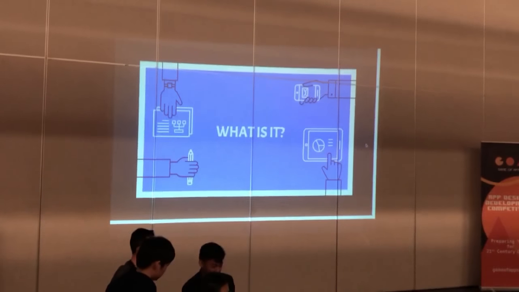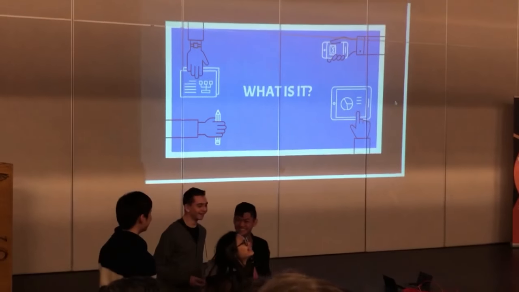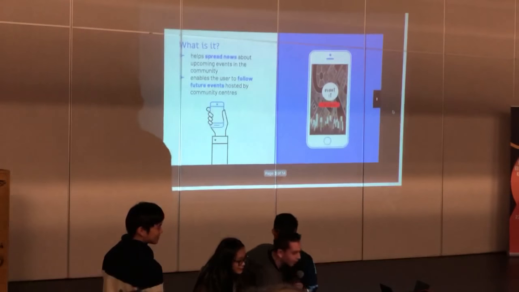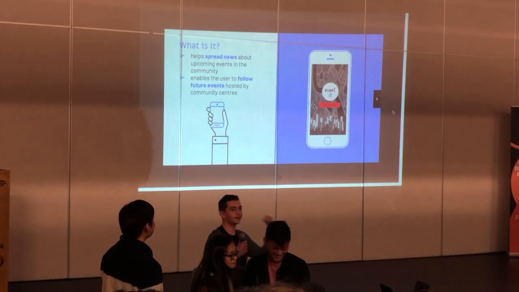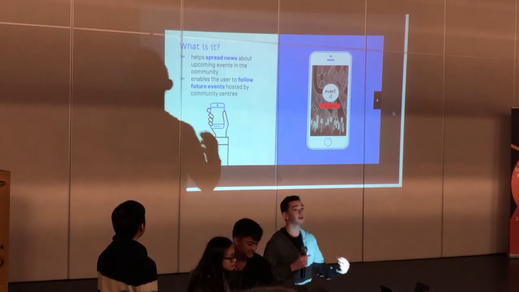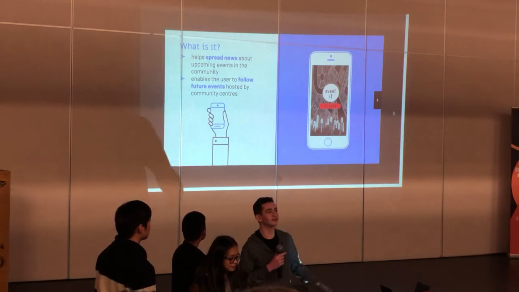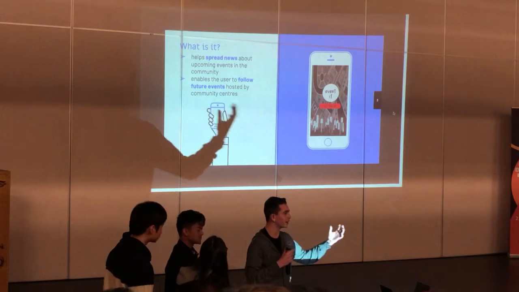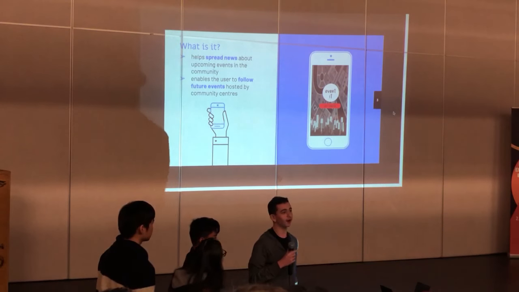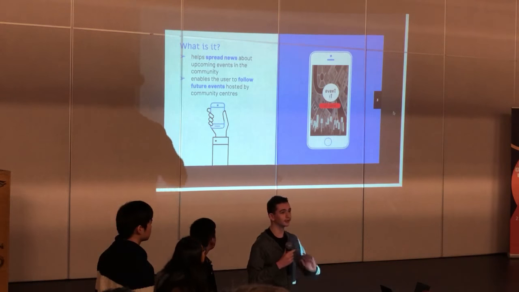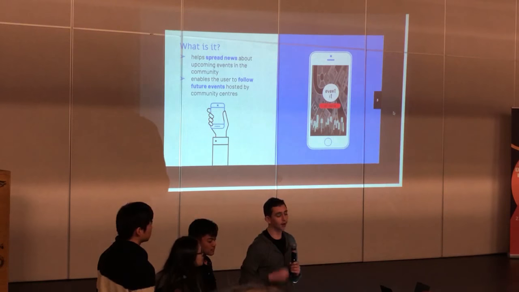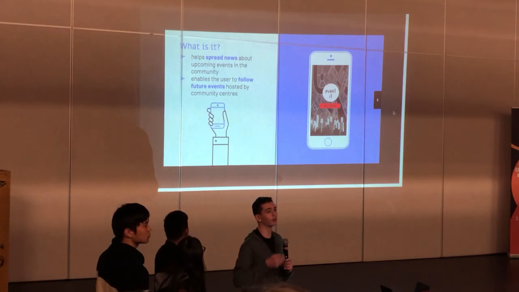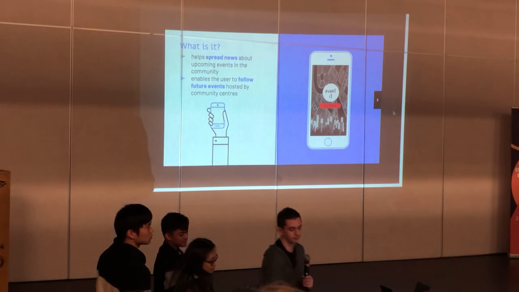So, what is it? Basically, Evented helps us spread news about upcoming events in the community. Instead of going on the Richmond community website, or having to search around for hours, going to every community site, saying, hey, what's going on? You can literally just tap a button and see the community center event. And it also enables users to follow community centers so they're able to tell what events are happening.